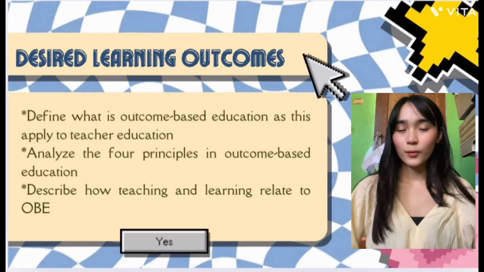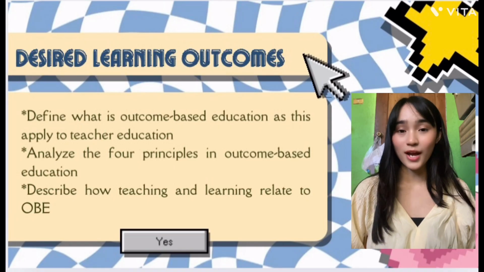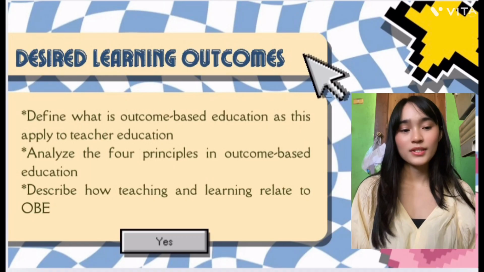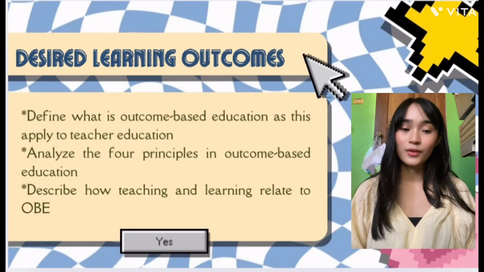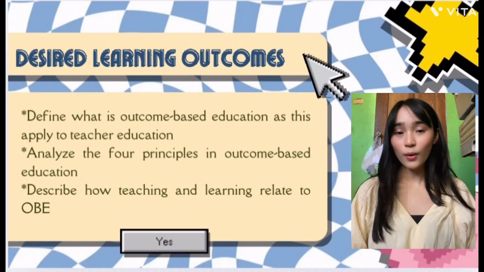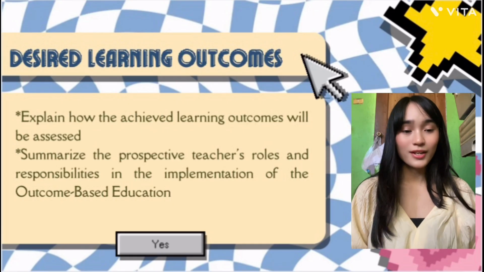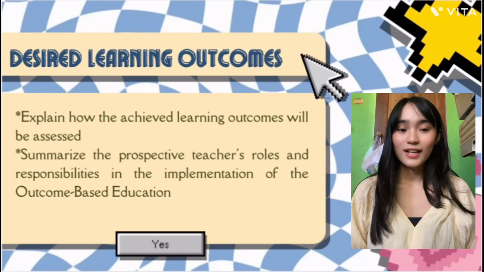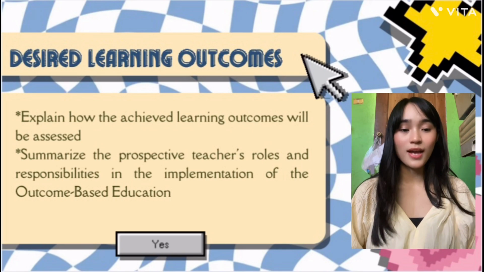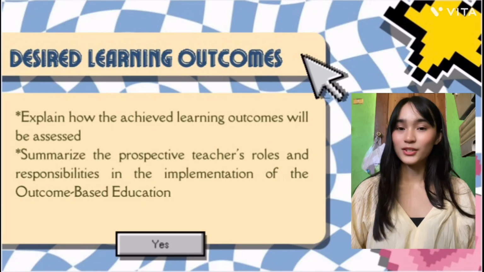So first, we will be able to define what outcome-based education is as this applies to teacher education. Second, analyze the 4 principles in outcome-based education. Third, describe how teaching and learning relate to OBE. And fourth, explain how the achieved learning outcomes will be assessed. Lastly, we will be able to summarize the prospective teacher's roles and responsibilities in the implementation of outcome-based education.